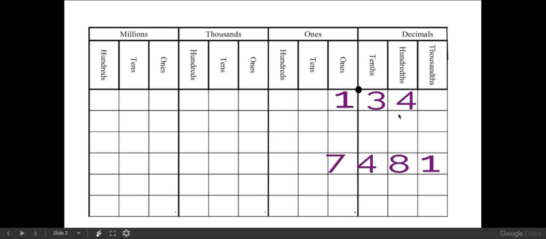So if we look at this number, we have 7 and 481 thousandths. So we have 4 tenths, 8 hundredths, 1 thousandth. And in this case, because there's no whole number, we just read this as 86 hundredths. And if we look at this again in terms of money, 86 cents.